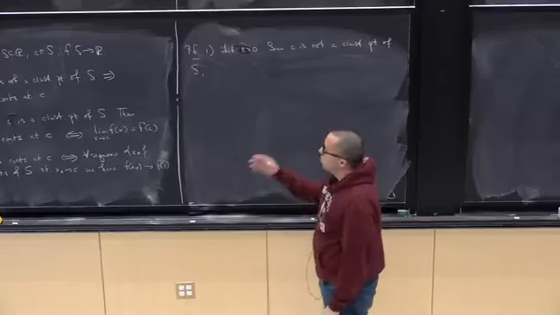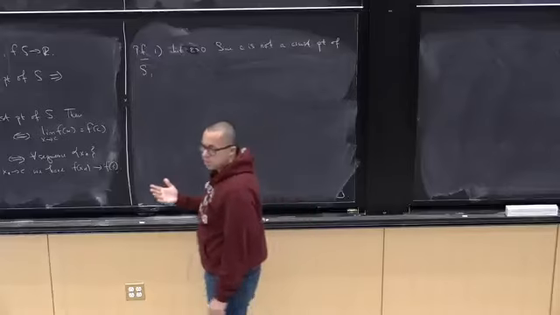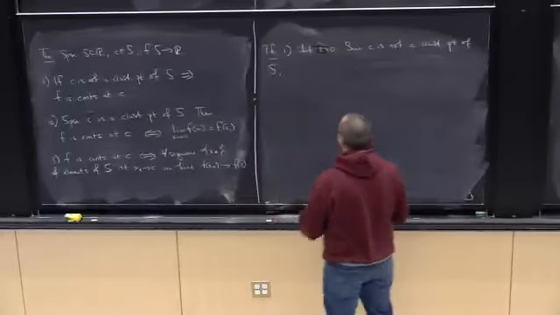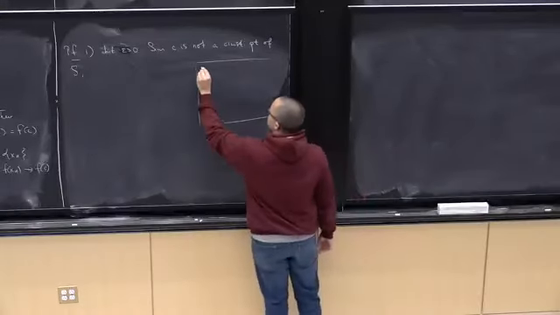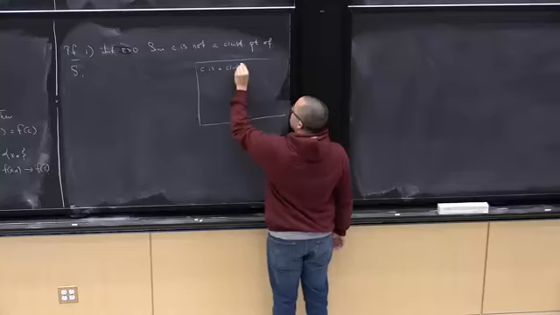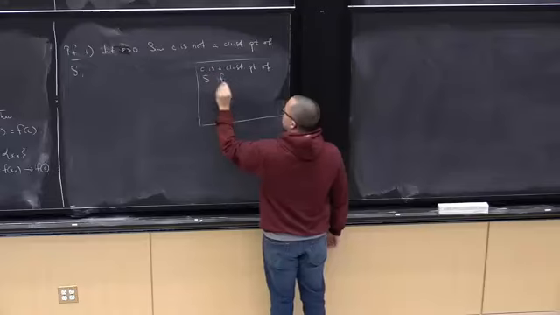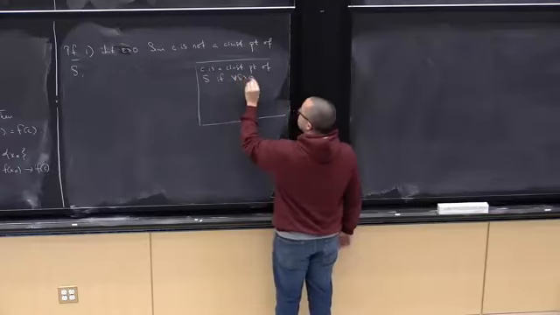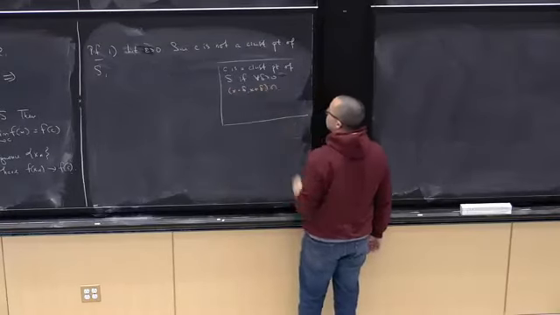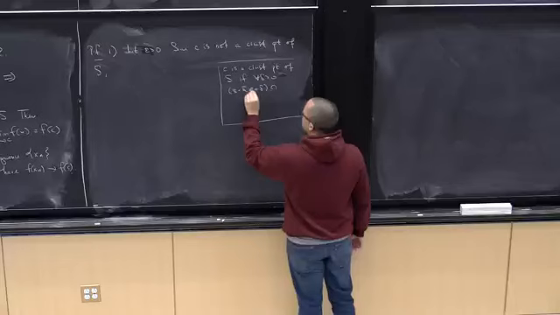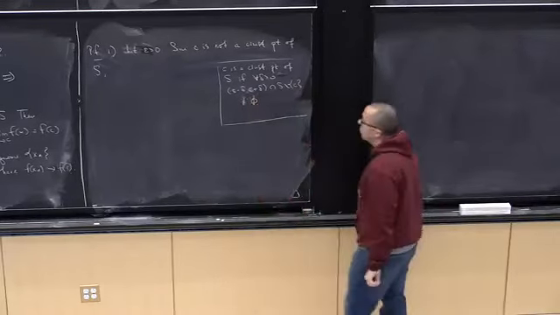Remember, to be a cluster point of a set S means for all delta positive there exists... So let me recall what it means to be a cluster point over here on the side. C is a cluster point of S. This means for all delta positive, the set (C minus delta, C plus delta) intersect S take away C is non-empty. Okay?